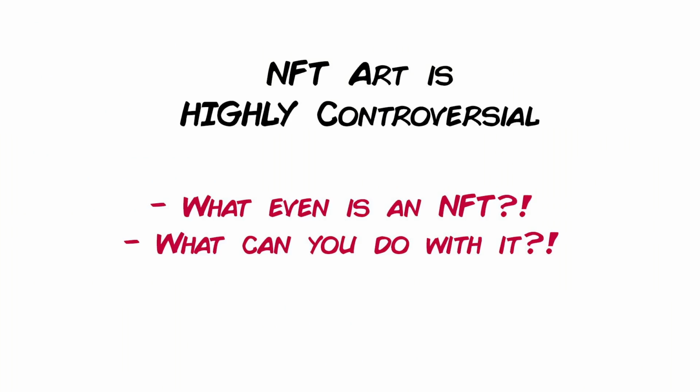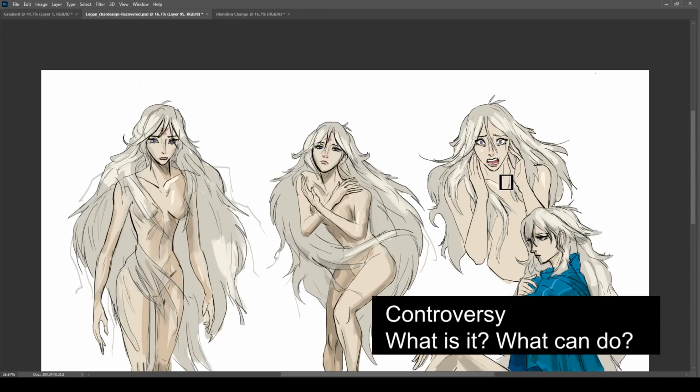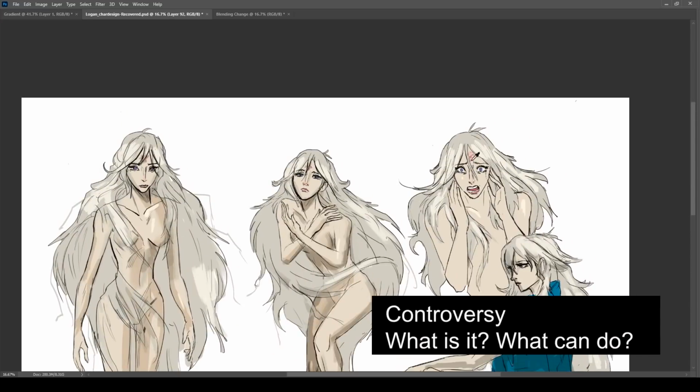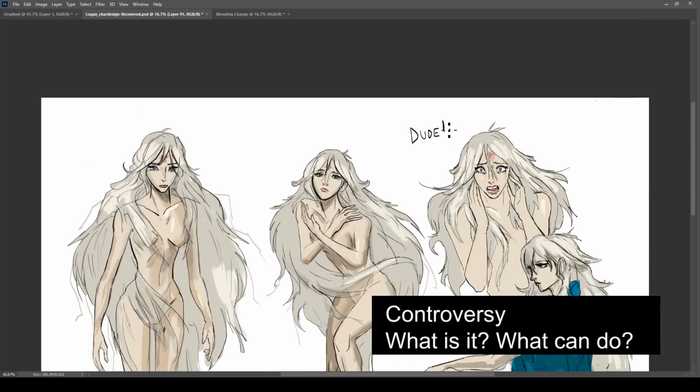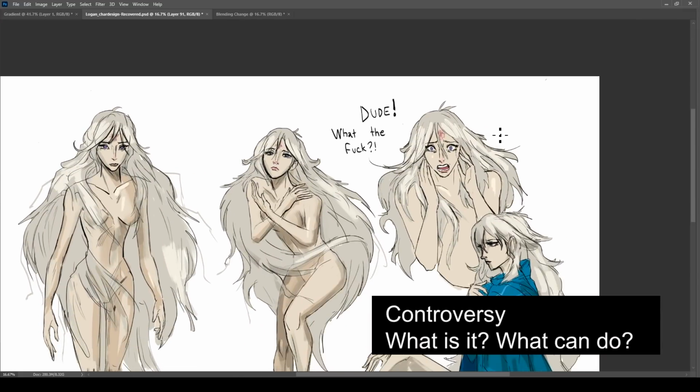Last but not least is the concept of the NFT itself, the non-fungible token itself. So you're not really selling the artwork per se, you're really selling the non-fungible token of that art. So let me explain.